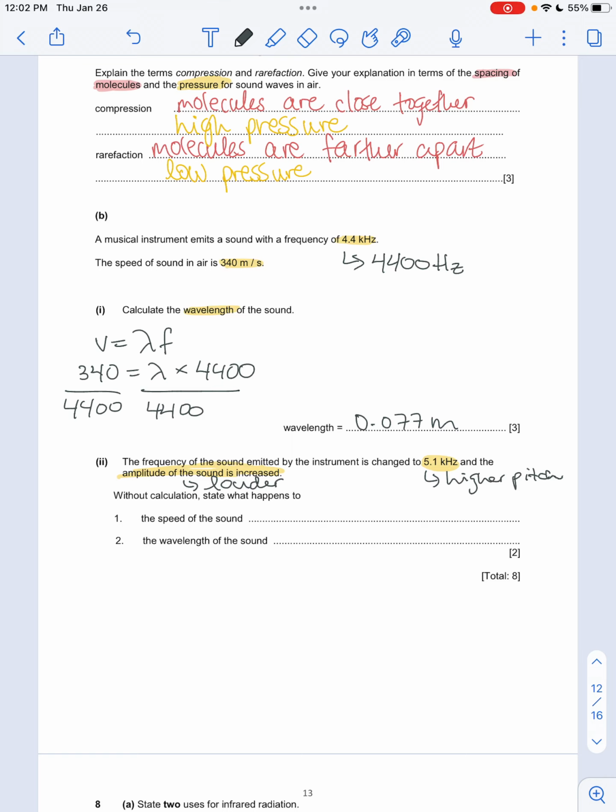Now, without calculation, state what happens to the speed of sound. So based on the notes that I just made, I changed pitch and I changed amplitude, but neither one of these two things affects the speed of sound. Speed of sound only changes if I change medium or if I change temperature. And neither of those two things have happened. I'm using the same instrument in the same environment. Nothing that would change my speed has actually come into place. So change of speed, no effect. Nothing's changed my speed.